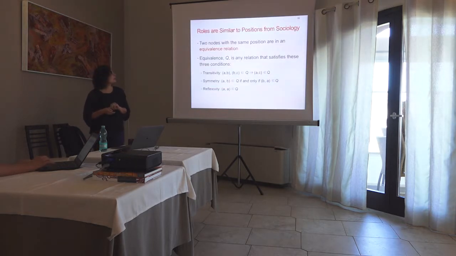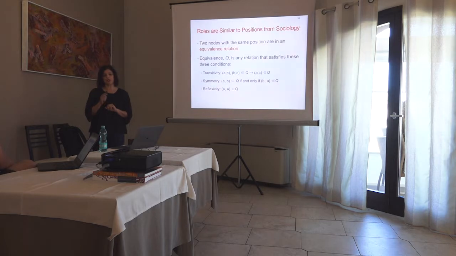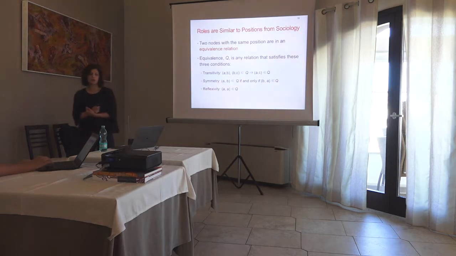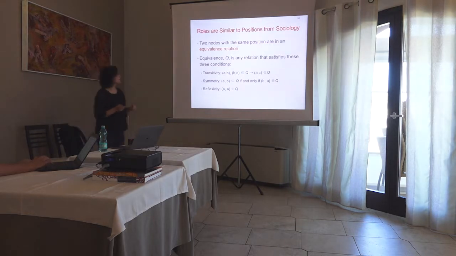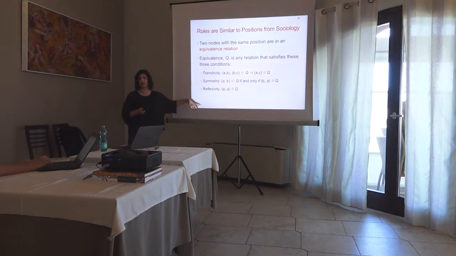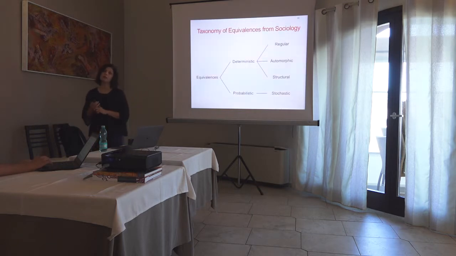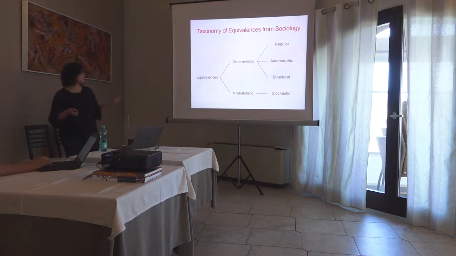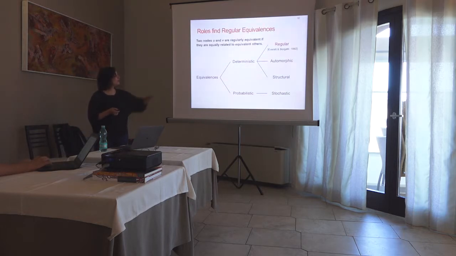So then next is how similar are roles to positions from sociology, and in fact, they're very similar to each other. So two nodes that have the same position in sociology are called to have an equivalence relation. And an equivalence relation, as you can imagine, is between two entities and is formally defined in sociology to satisfy these three conditions. And if you go and look into the equivalences from sociology, you can come up with this taxonomy. And what we're really interested in is regular equivalences. So regular equivalences means that two people, we would say that they're regularly equivalent if they relate to equivalent others the same way.